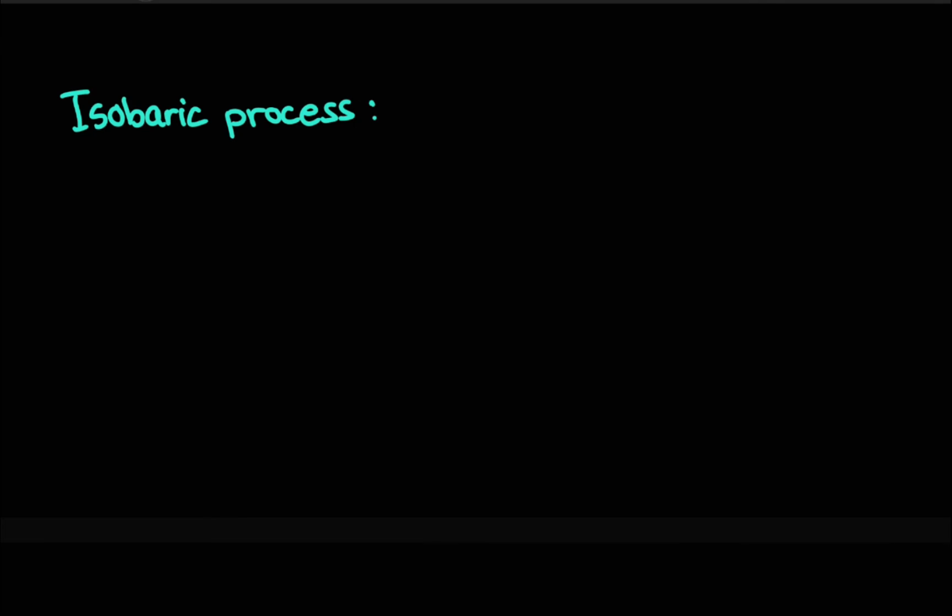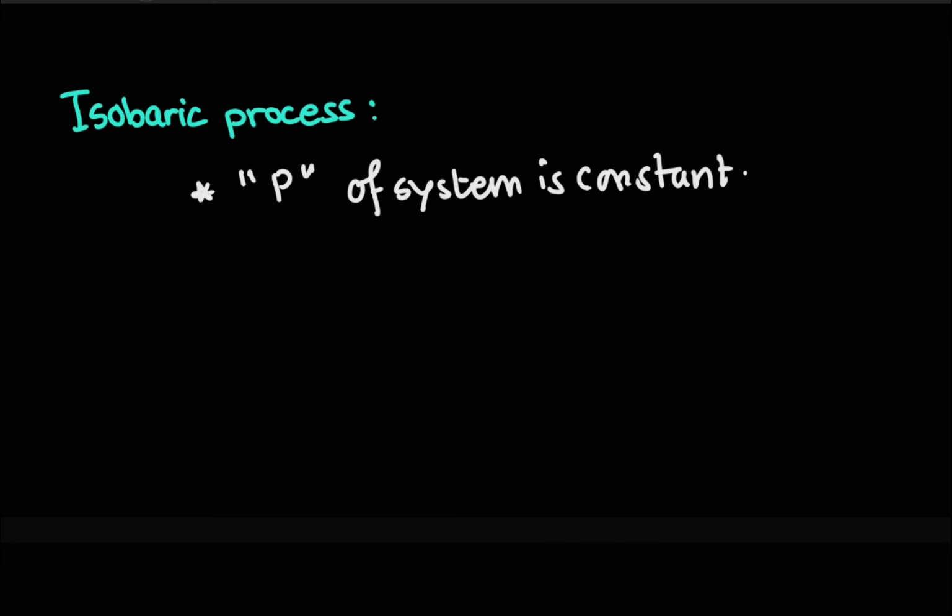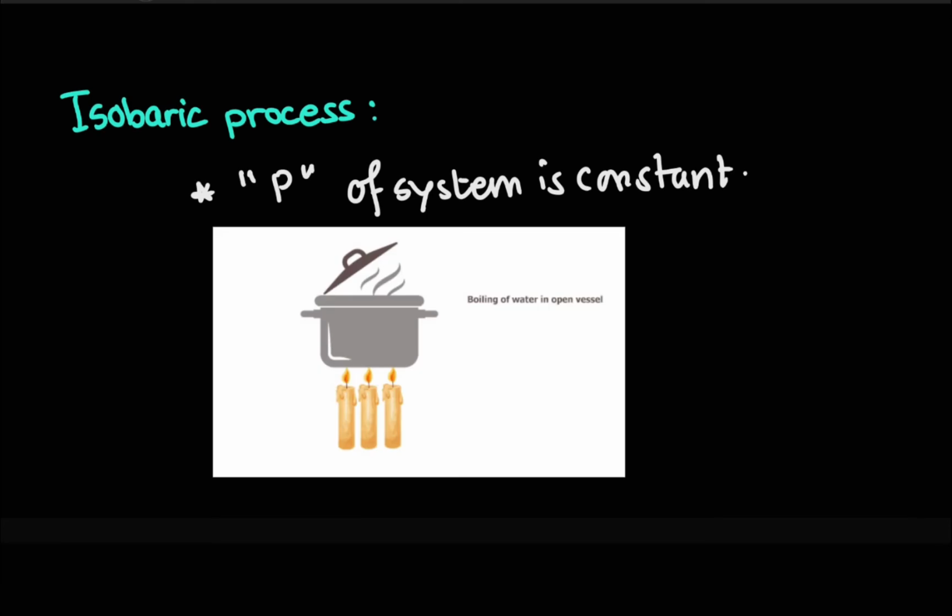What is an isobaric process? An isobaric process is a thermodynamic process where the pressure of the system remains constant. With that being said, we can say that the other two thermodynamic variables in the system keep on changing. An example of an isobaric process would be boiling water in an open vessel. Since the lid of the container or the cooker is open, the volume can change, and as you are supplying heat, the temperature is also changing, but the pressure remains constant. So this is an example of an isobaric process.